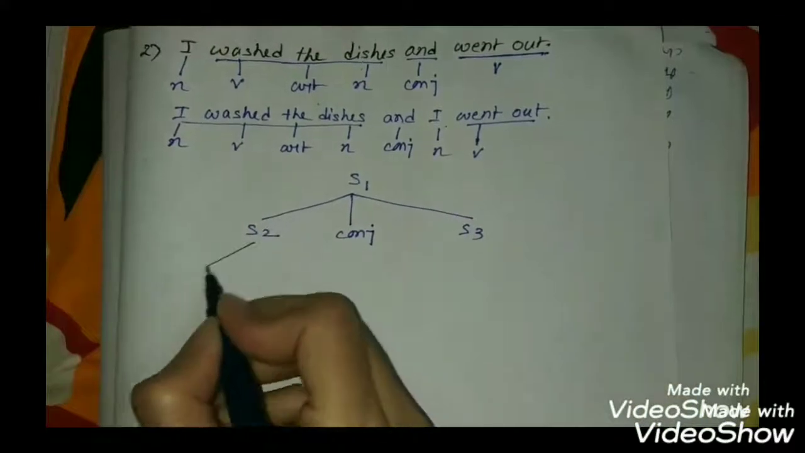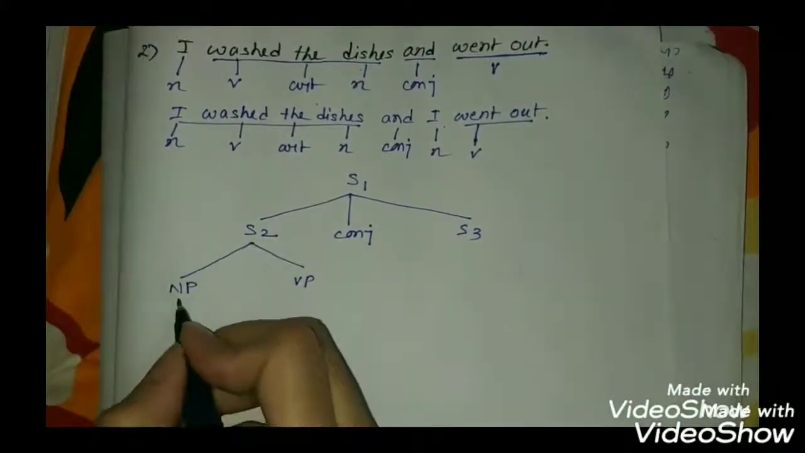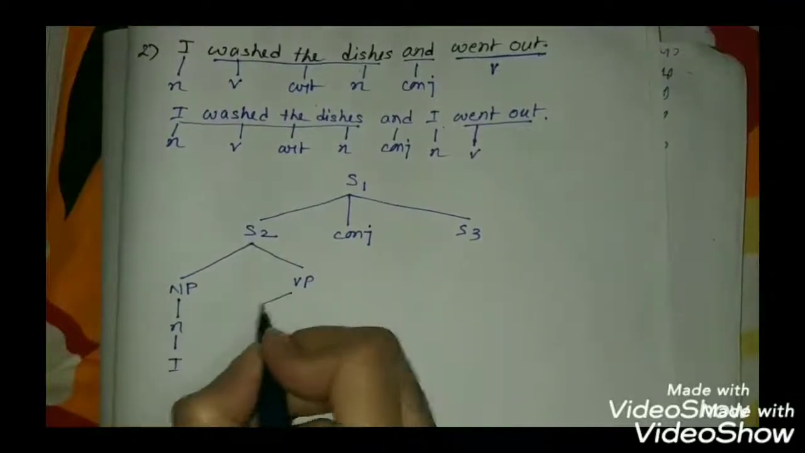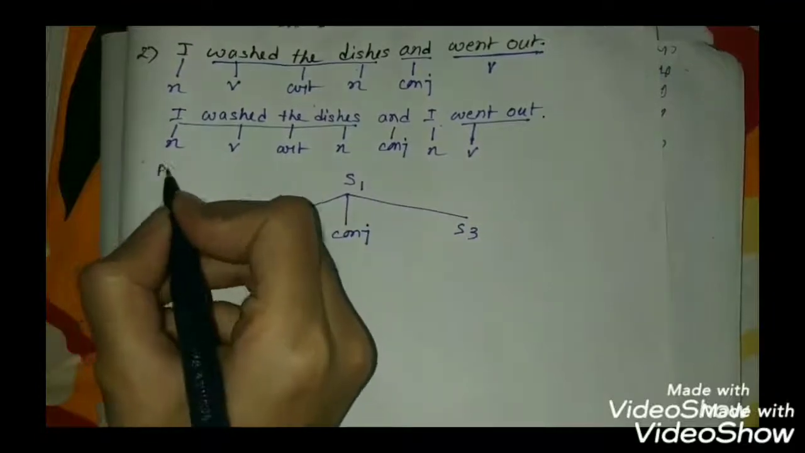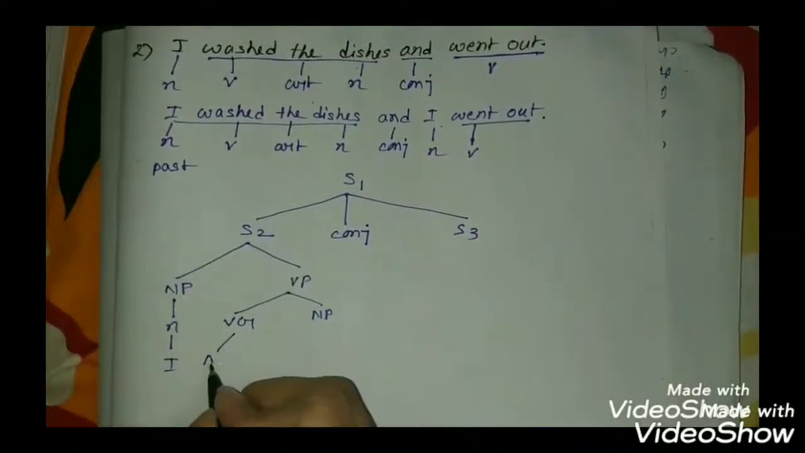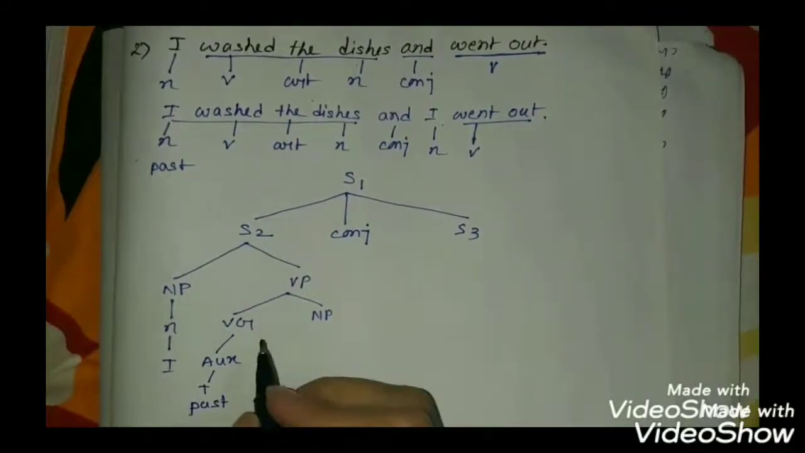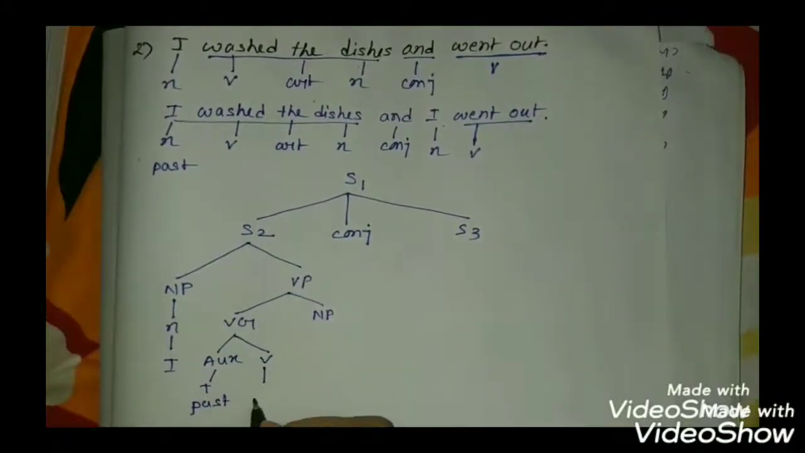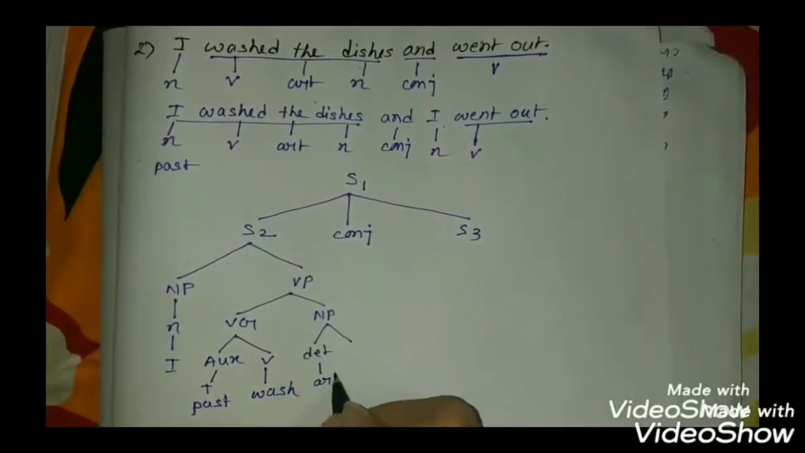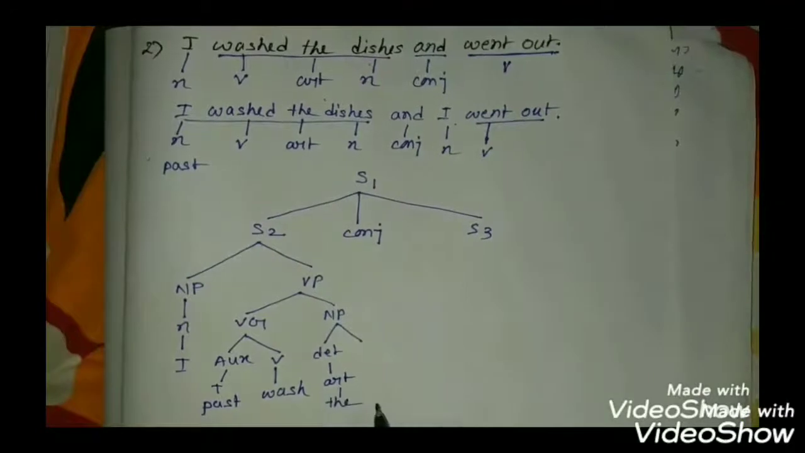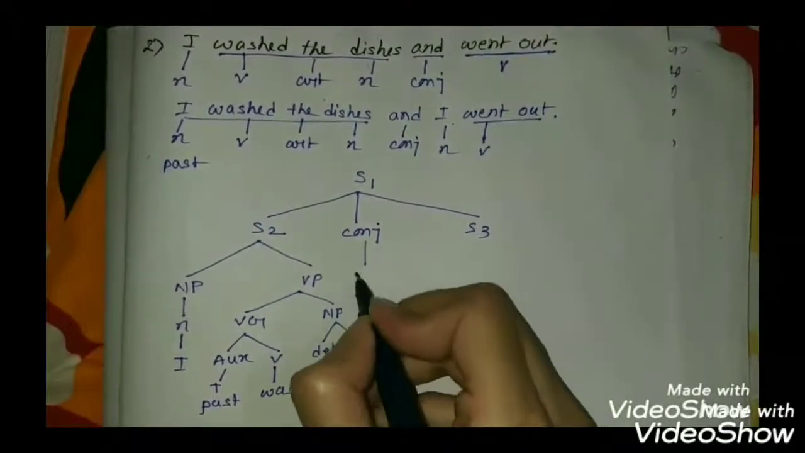So NP, VP. So noun is I, VG, NP. Now we can see the tense is past. Therefore, auxiliary tense past, verb is wash, the dishes determiner article, the noun is dishes, and is conjunction.